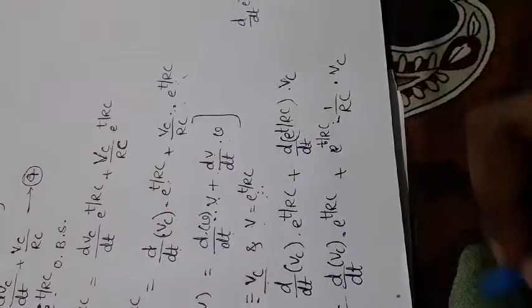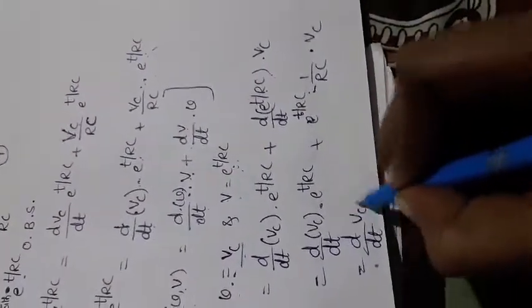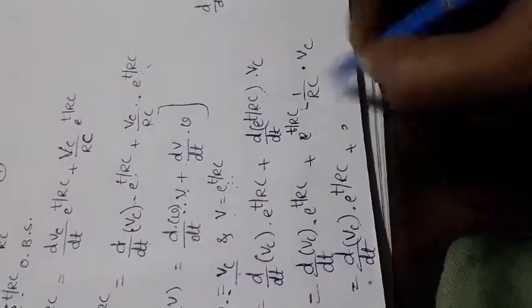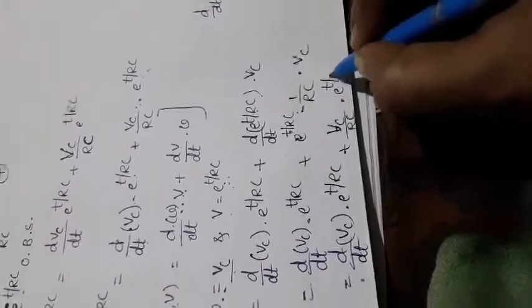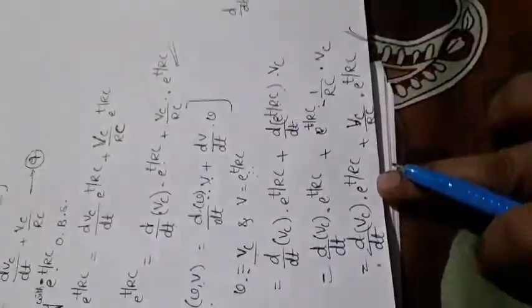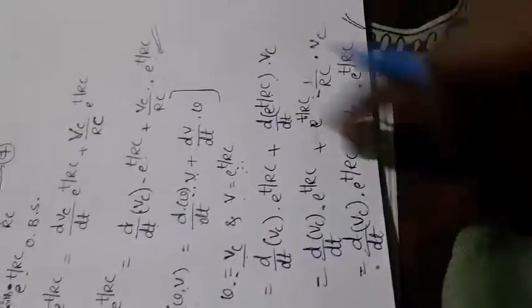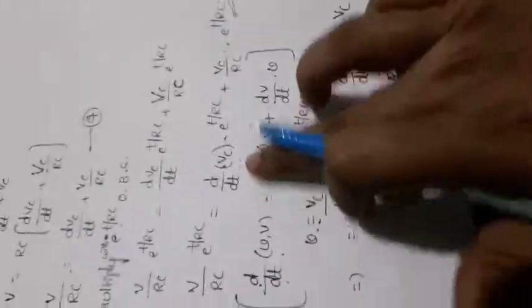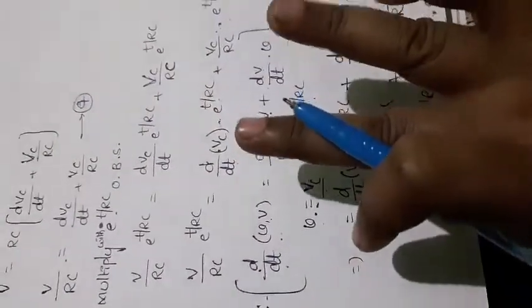Okay, so finally the equation becomes d by dt of Vc into e power t by Rc plus Vc by Rc into e power t by Rc. Just observe whether this equation and the earlier equation are equal or not. Check it: d by dt of Vc into e power t by Rc plus Vc by Rc into e power t by Rc. That's why I can call this the differentiation of uv equation.